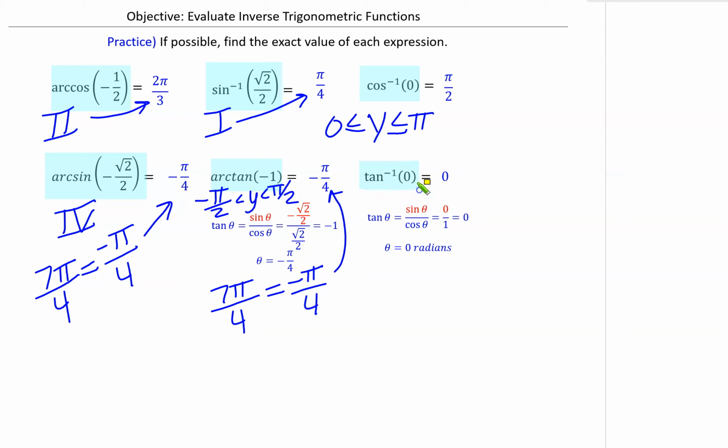Here we have tangent inverse of 0, so our tangent ratio there is 0. So we're looking for an angle that has a tangent of 0. That means that the sine has to be 0 because tangent is sine over cosine, and 0 divided by anything is 0. So we need to know where sine is 0 within the interval from negative pi halves to pi halves, and that actually happens at 0 radians, where sine is 0 and cosine is 1. And so remember, that 0 here would be radians. This one is just a number. That one is an angle. All right, moving on.